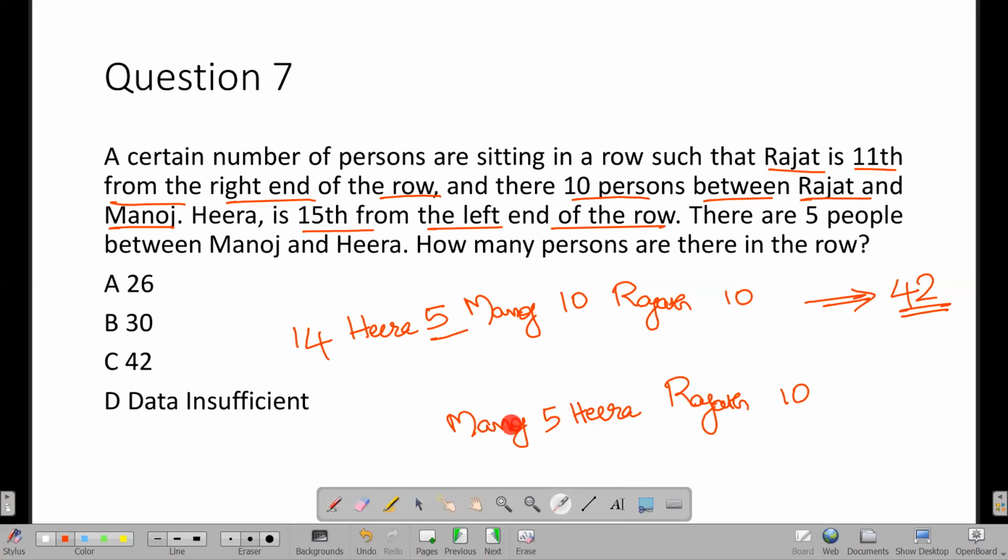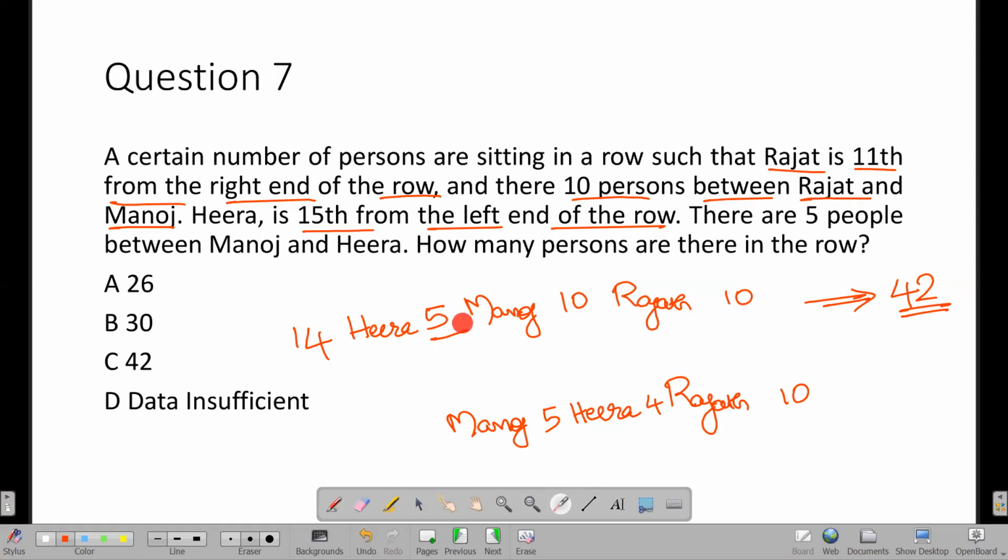Between Rajat and Manoj, there should be 10 people, right? So 5 plus 1, 6. So I can consider a 4 here like this. Look at this. Between Manoj and Rajat, 5, 6 plus 4, 10. There are 10 people between Manoj and Rajat. Okay, that is taken care of. Now you can see that Manoj is located here to the left side of Hira. So that way it is different from the first arrangement we have considered.